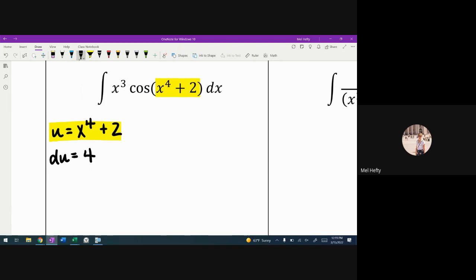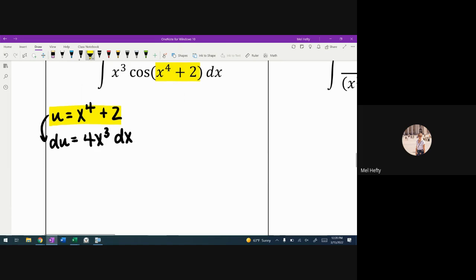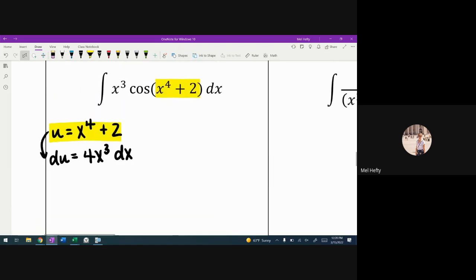4x cubed. Now, one thing a lot of students get confused about, and I'm going to add the dx at the end, is the fact that this process right here has nothing to do with the actual integral itself. We're just taking the derivative of u inside the problem and then comparing back up. All right, let's look and see if we've got what matches. So here I have x cubed dx in my integral. I don't have 4x cubed.